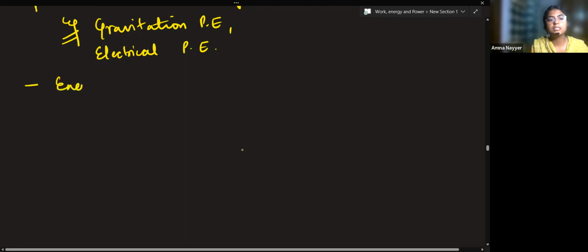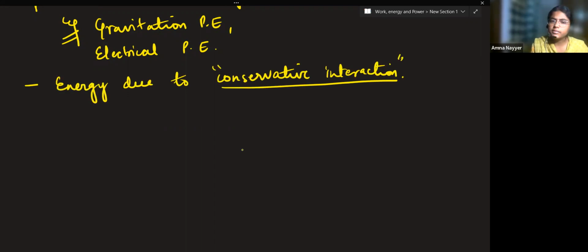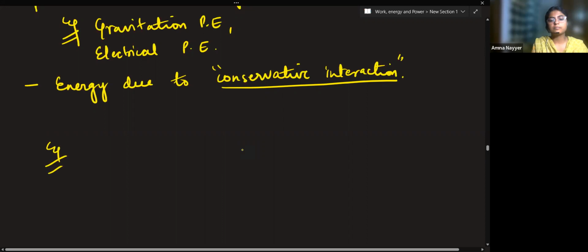Energy due to this, you have to remember, conservative interaction. Now, what is meant by conservative interaction? Conservative means same, conservative force. Interaction means forces. So when conservative forces act in a system, that is the energy that is possessed as potential energy. For example, let's say this is Earth. There's a ball that has been raised.